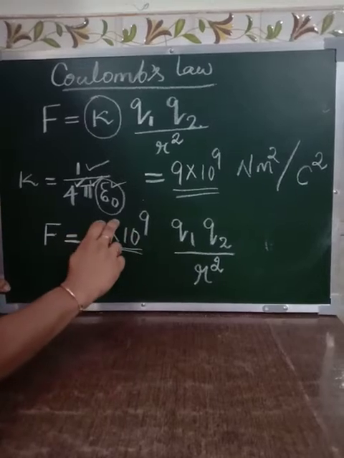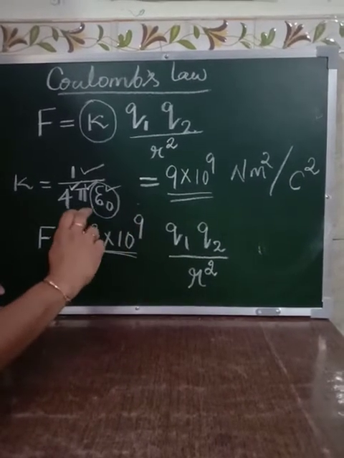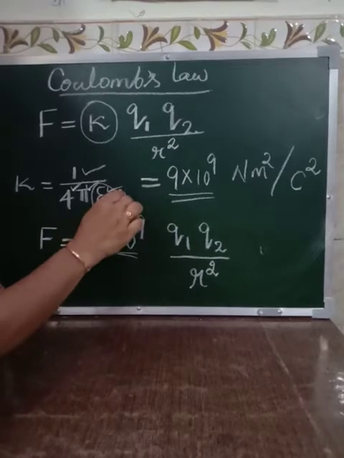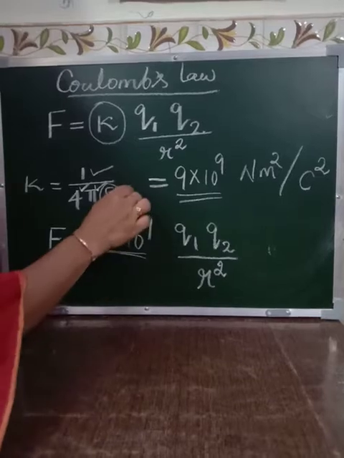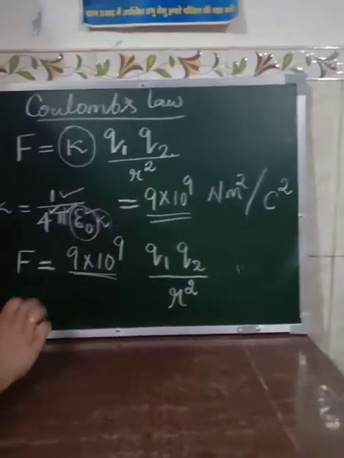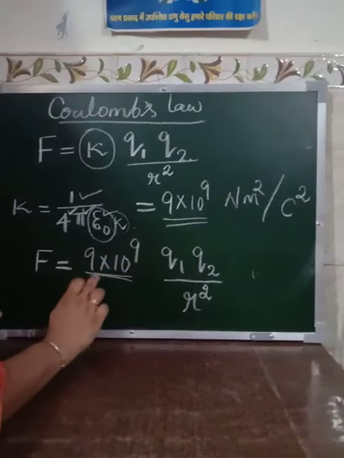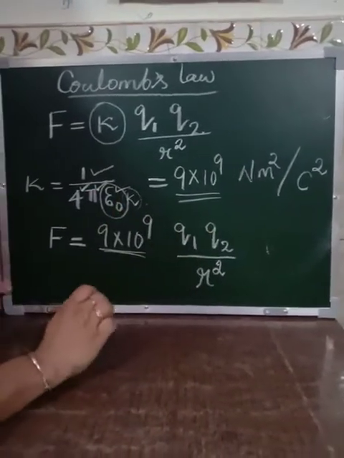This is the case when the charges are kept in air. If the charges are kept in a medium, then here we have to write a dielectric constant. Its value will be given according to the dielectric medium. So this is the equation 9 into 10 raised to 9 Q1 Q2 upon R square.